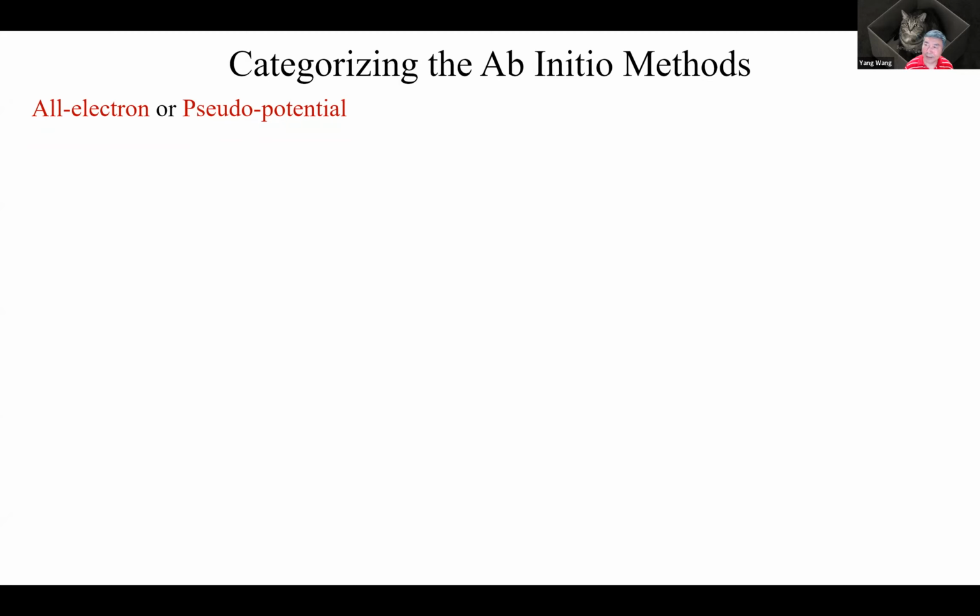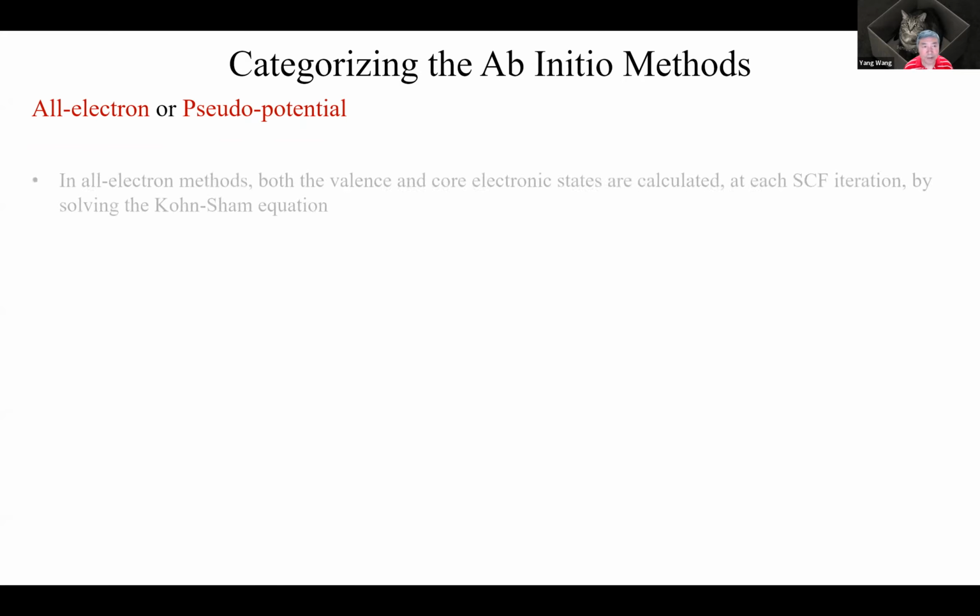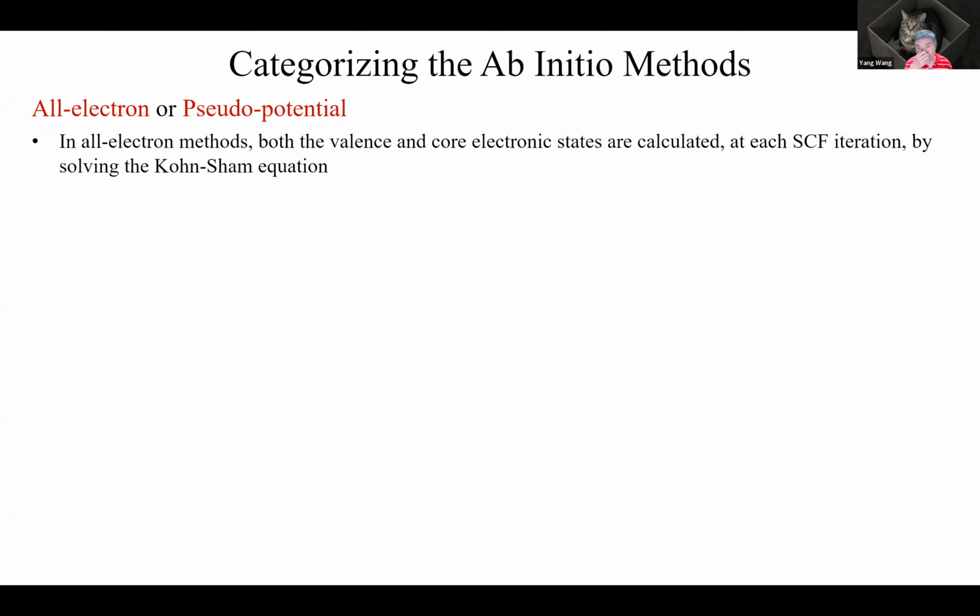Since there are many different orbital methods, we can tend to categorize them into different categories. We consider them either as all-electron methods or pseudopotential methods. In all-electron methods, both valence and core electronic states are calculated at each SCF iteration to solve the Kohn-Sham equation.